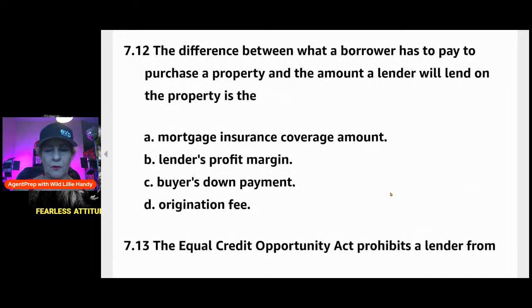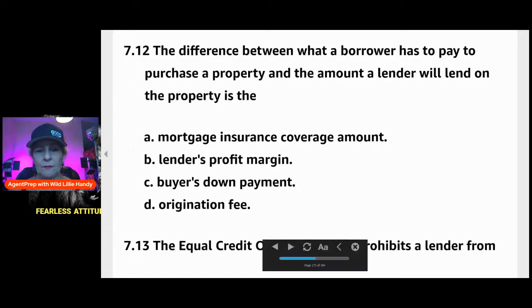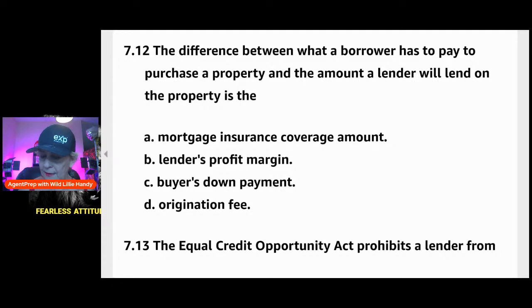Okay, number 12. The difference between what a borrower has to pay to purchase a property and the amount a lender will lend on the property is the A, mortgage insurance coverage amount, B, lender's profit margin, C, buyer's down payment, or D, origination fee. So the difference between what a borrower has to pay to purchase a property and the amount a lender will lend on the property is the, type your answer in the chat.